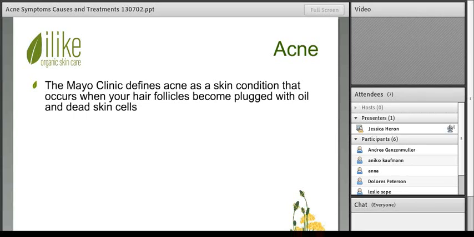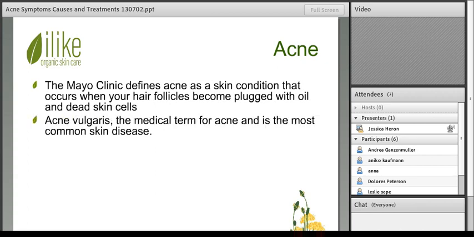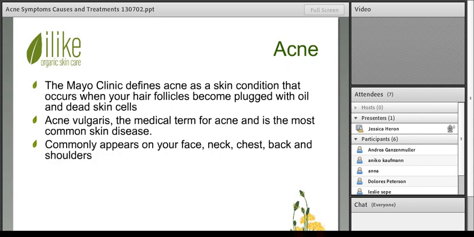All right, so let's define acne. Mayo Clinic defines acne as a skin condition that occurs when your hair follicles become plugged with oil and dead skin cells. And that directly affects the follicle's ability to introduce oxygen into the skin, and that can, in turn, be a breeding ground for the acne bacteria. Acne vulgaris is the medical term for acne and is the most common skin disease, and the most common type of acne, I should say.